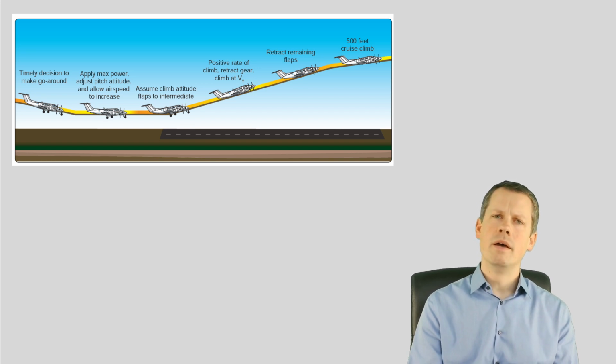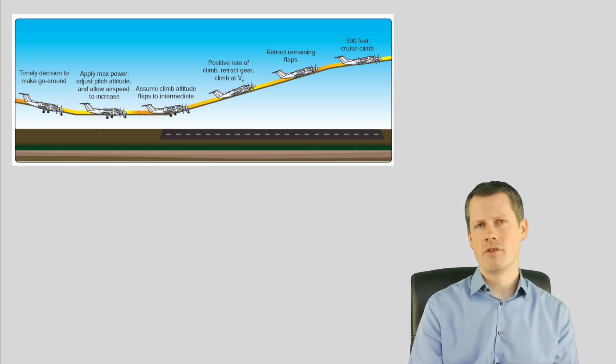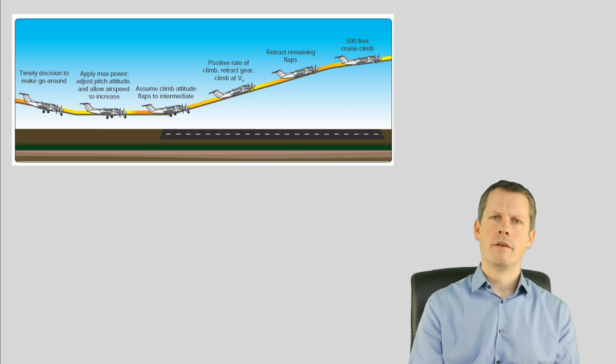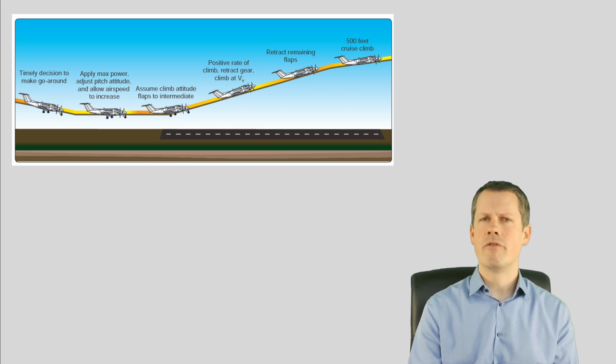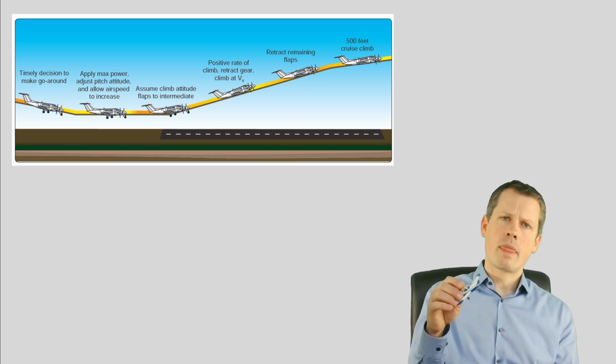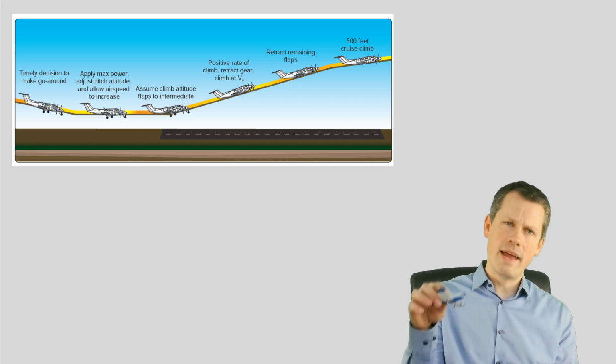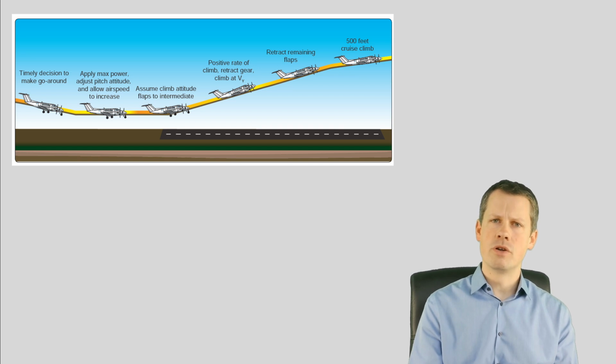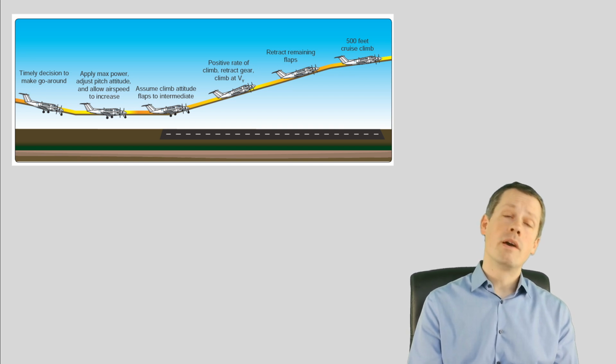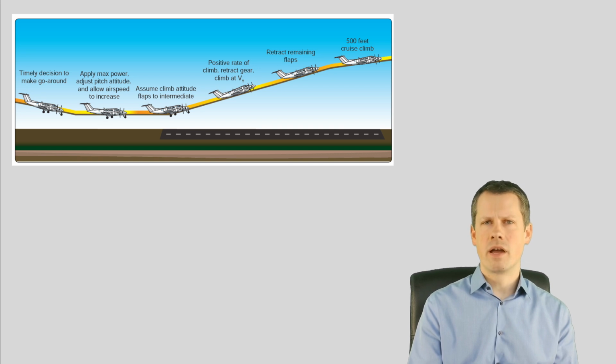All right, so to sum up, if you need to go around, it's better if you make the decision earlier than later, of course. Apply full power, switch the carb heat off. Sometimes some people switch the carb heat off on short final. I also do that normally. So when I'm on very short final, I switch off the carb heat if it was switched on, so that in the event that I have to go around, it is already switched off and I have full power available, because this is something that is very easily forgotten during a go-around, to actually switch the carb heat off.